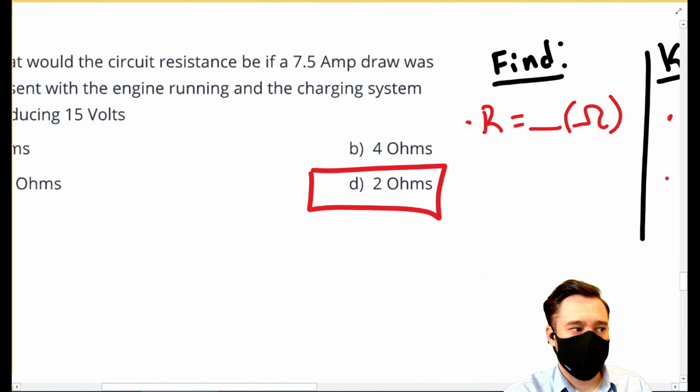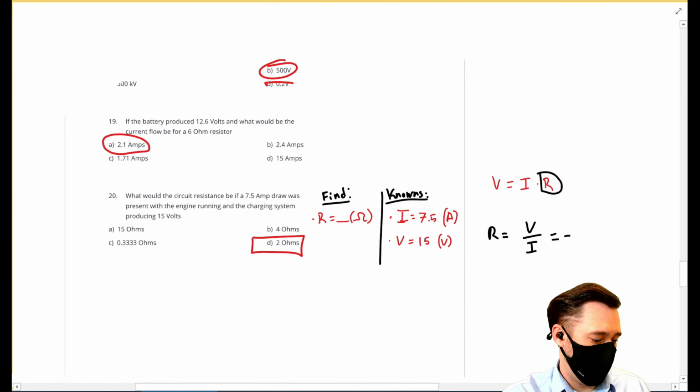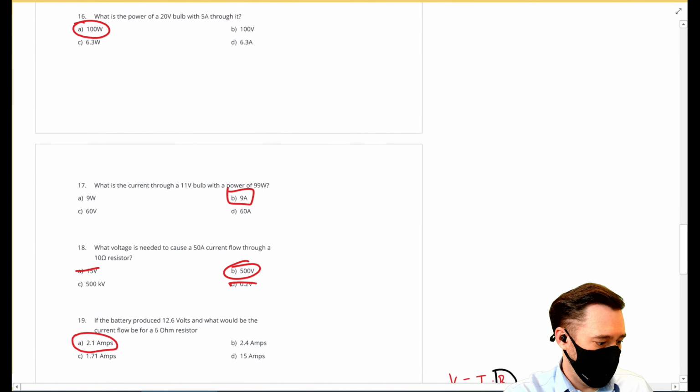So what do you guys think? Pretty easy stuff, right? It's super easy. Easy peasy lemon squeezy.